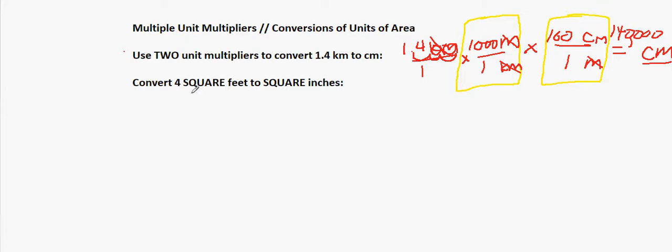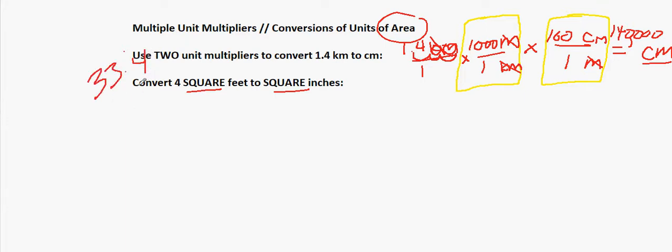Convert 4 square feet to square inches. This is area. Again, we're going to need more than one unit multiplier, but now it's because we're using square measurements. This is the same as number 4, square feet to square inches. This is example 33.4 on page 110.